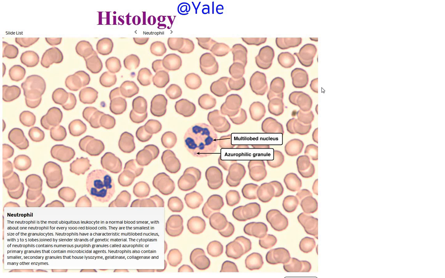And all of the leukocytes we talk about are going to have an immune function. These guys are no exception. Appearance-wise, they're pretty big, so they're about 1.5 times the size of a regular red blood cell. That's kind of our comparison that we use for all of the white blood cells. And they also contain multi-lobed nuclei.